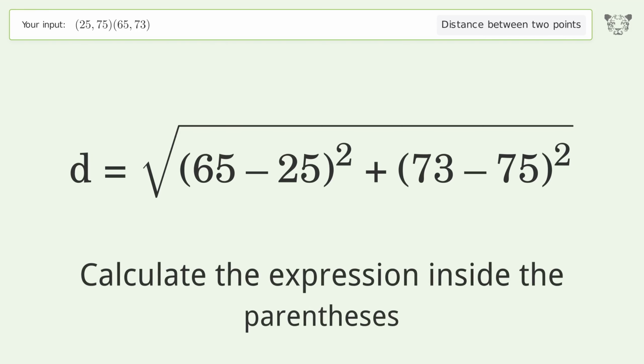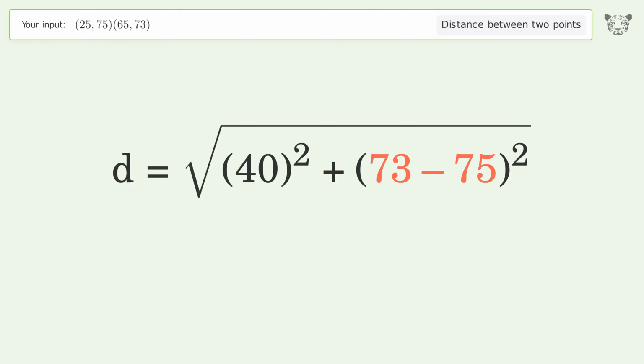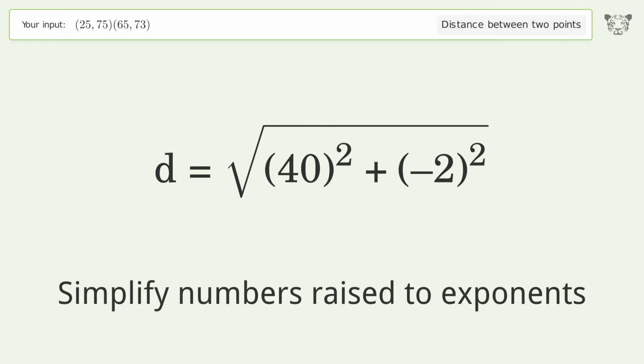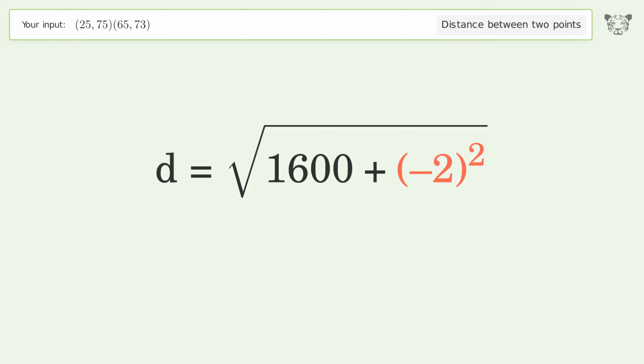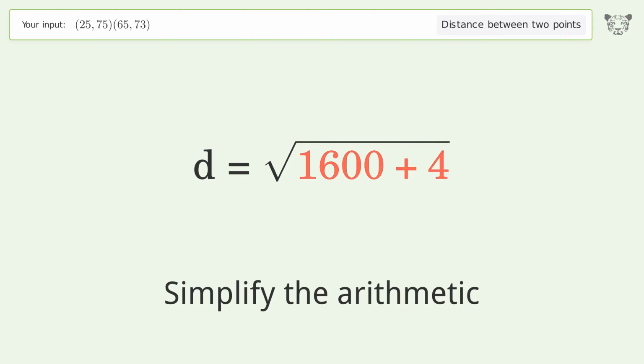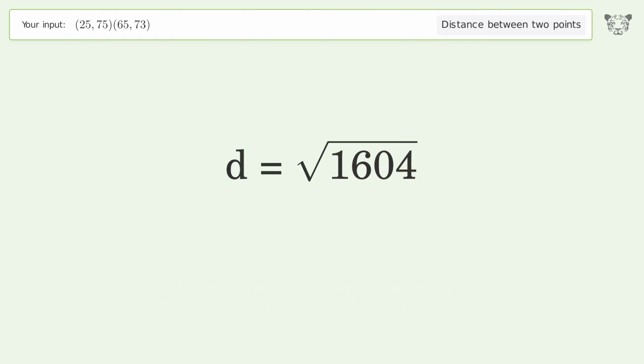Calculate the expression inside the parentheses. Simplify numbers raised to exponents. Simplify the arithmetic. And so the distance between the 2 points is the square root of 1604, or 40.05.